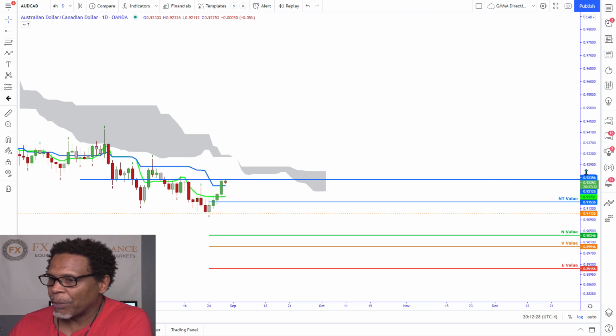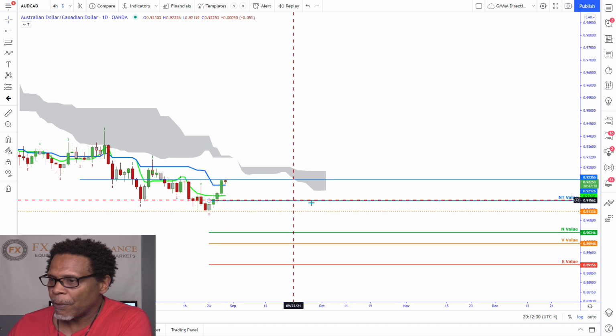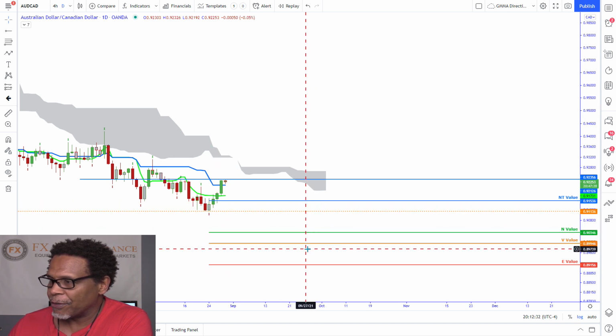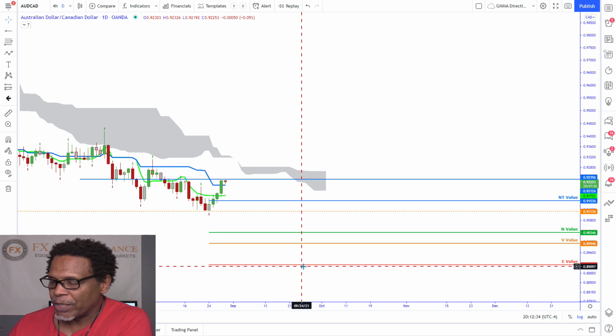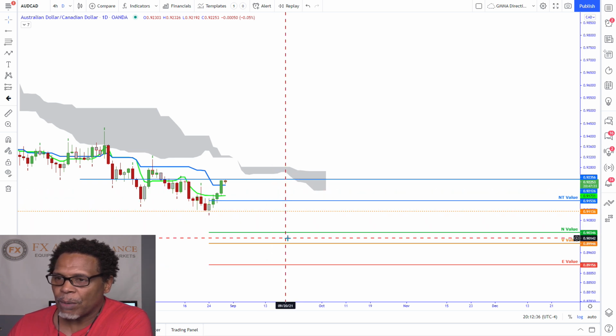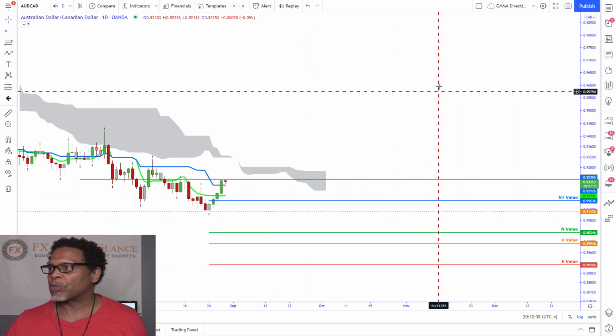Once you see that, then remember you want to shoot for this 2 level. Also watch out for your NT, your N, and your V levels along with your E levels. That's going to be Ichimoku observation theory, so you'll shoot for those levels, okay?